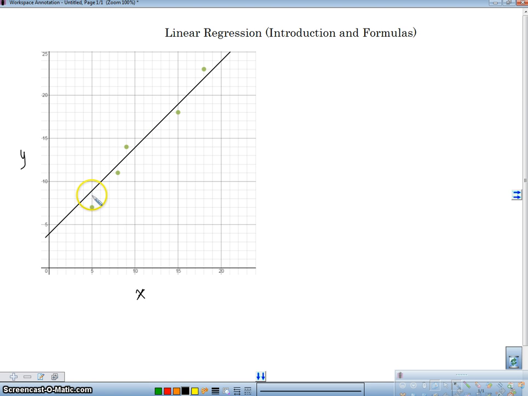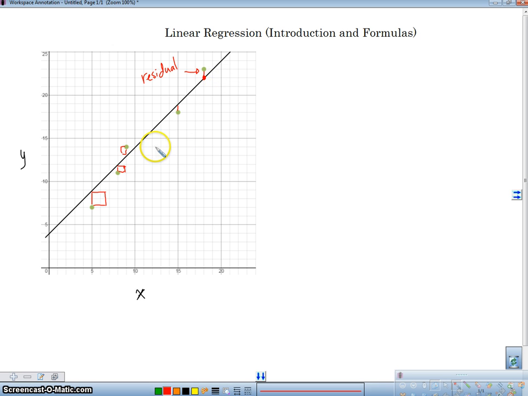Notice here that from our point to our line, we've got a bunch of differences, right? We've got all these differences. And if I make a little square out of these differences, this is called the squared residual. This little difference here is called a residual. So the residual is the difference between the actual and the predicted value that we would get on our line.